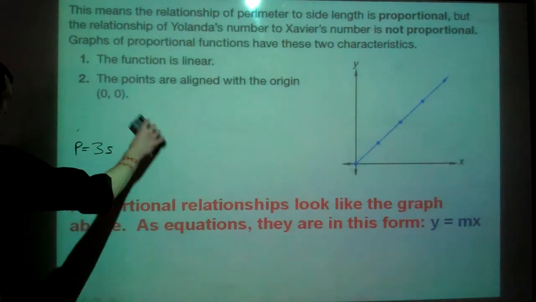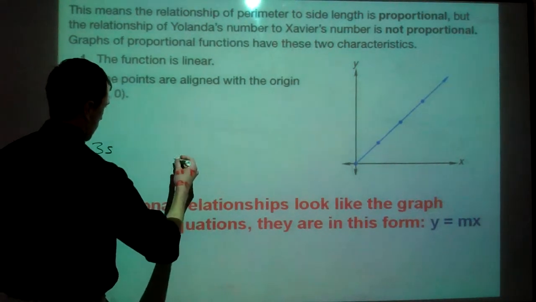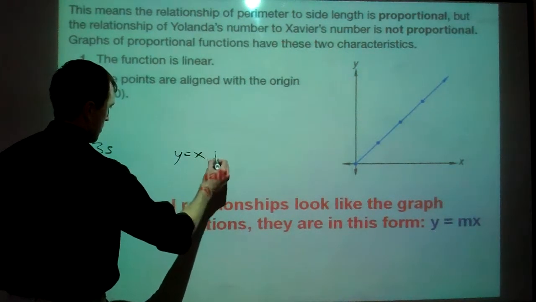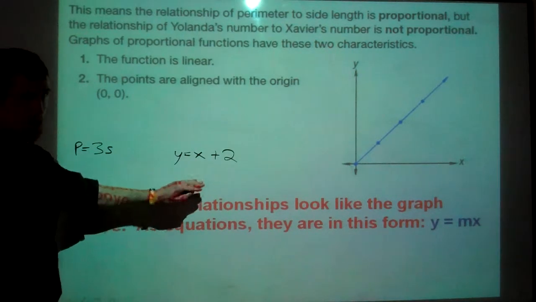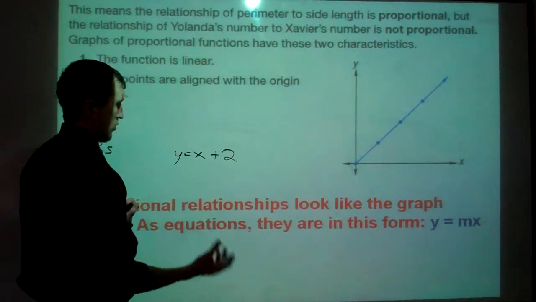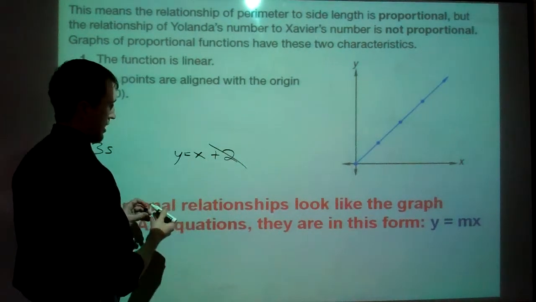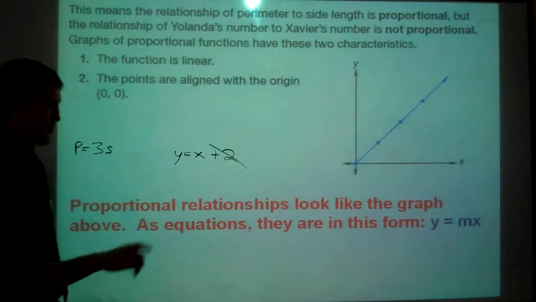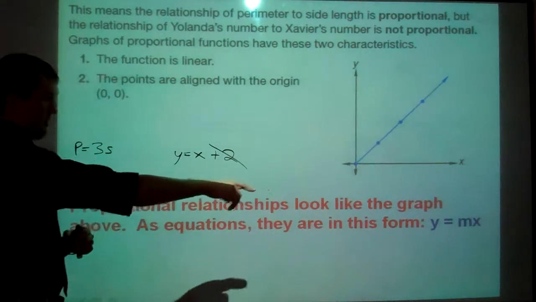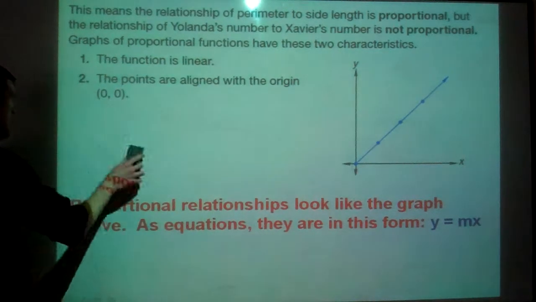And then remember that other one that we had was y equals x plus 2. This is not a proportional line or graph, or equation, because it is plus 2. If this was gone, then we'd be okay, just with y equals x, because that's technically y equals 1 times x. That would be in that form, but with that plus 2, it's not, okay?